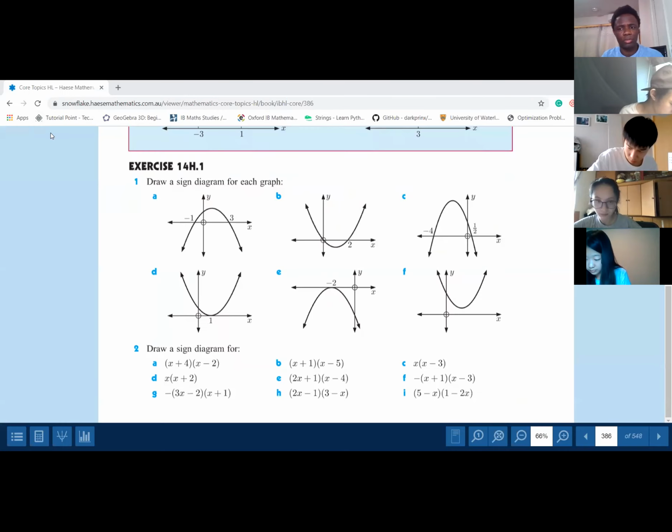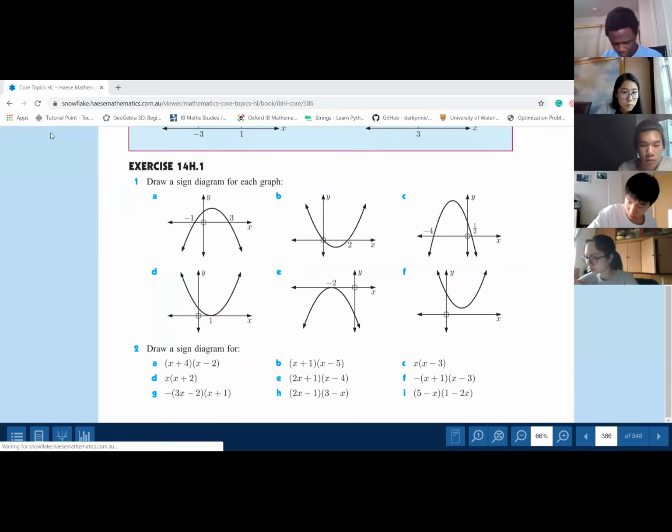Can you still see the book? Yeah. Okay, thanks.